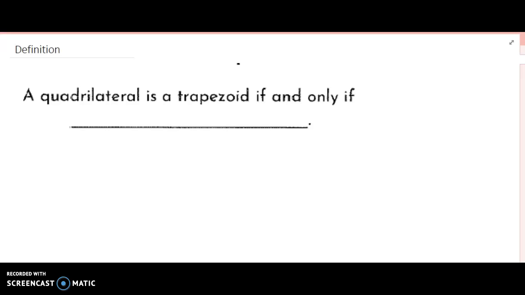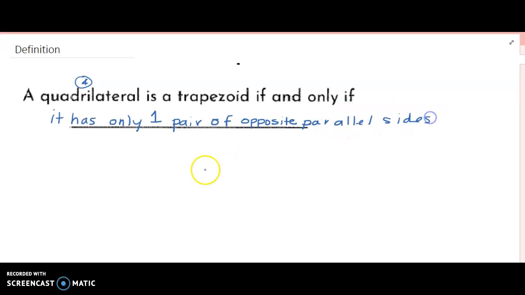But first we want to define what a trapezoid is. The definition of a trapezoid is that it is a quadrilateral, meaning it has 4 sides. A quadrilateral is a trapezoid if and only if it has only one pair of opposite parallel sides.